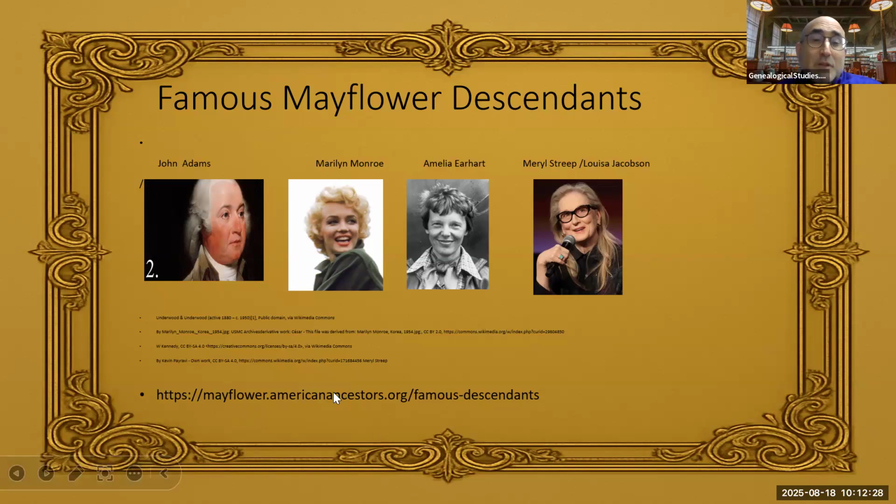FamilySearch has a site where you can do Mayflower research, and also this site, American Ancestors, lists famous descendants. And what's so interesting is if you can prove your Mayflower descendancy, often you can see how you're related to the other Mayflower descendants. So you may find out you're an eighth cousin to Marilyn Monroe, or a 15th cousin to Amelia Earhart.